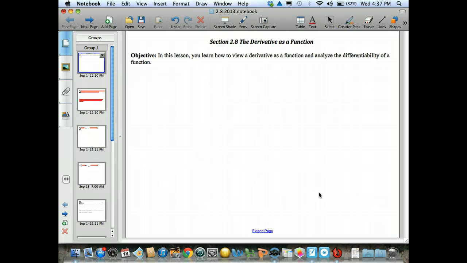Hey everybody, we're going to talk about section 2.8 from the book today. It's the derivative as a function. So we're going to look at how to view a derivative as a function and analyze differentiability of the functions. This is not too big of a leap from looking at the derivatives at a particular point, so this should be pretty familiar and pretty quick for you to pick up. After you watch this video, hopefully you'll be able to do some of the homework problems from this section in the book.